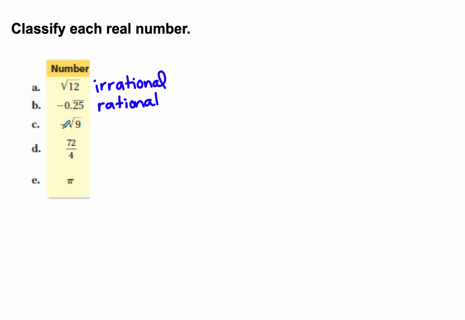All right, the negative value of the square root of 9. 9 is a perfect square. The square root is 3. And the negative value would be negative 3. So that would be an integer because it's a whole number or its opposite. And then it's also rational.